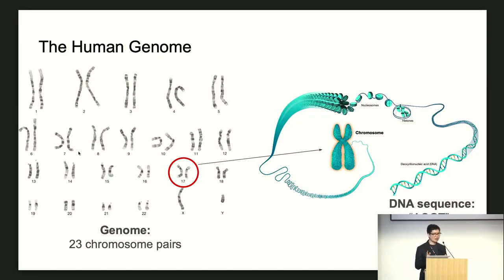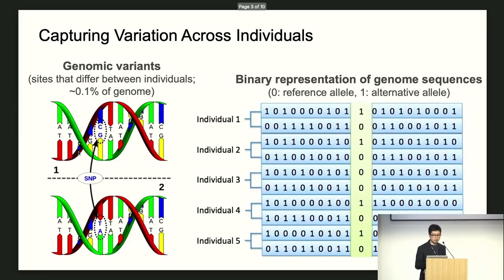So the human genome includes 23 pairs of chromosomes, right? And each chromosome is a long DNA sequence consisting of 4 nucleotides, ACGTs. You're all probably familiar with this. And there are 3 billion bases in total in the human genome.